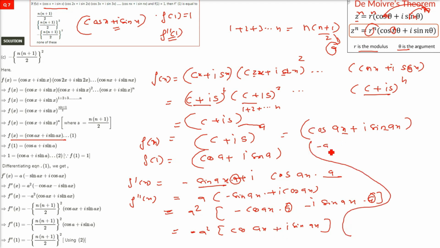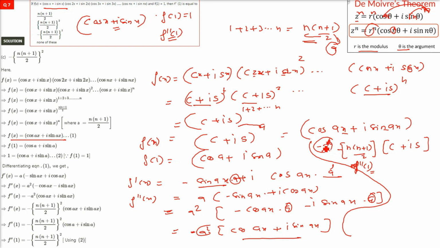Now with this f''(x), we have to compute f''(1). The question is asking about f''(1). And we already have minus a squared times (cos ax plus i sin ax). So in place of a, I am replacing a by n(n plus 1)/2, because a was n(n plus 1)/2 only. So we have minus (n(n plus 1)/2) squared times (cos a plus i sin a). But when you put 1 in place of cos a plus i sin a, we have already seen that it is f(1). f(1) was cos a plus i sin a, and it was essentially equal to 1, from equation 2 if you see to the left.